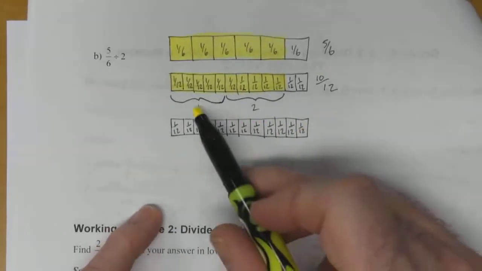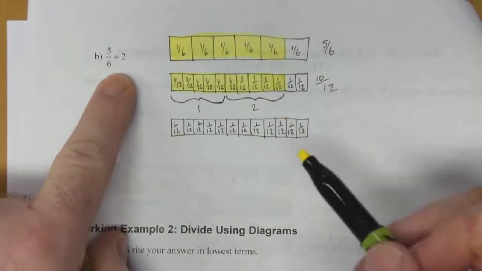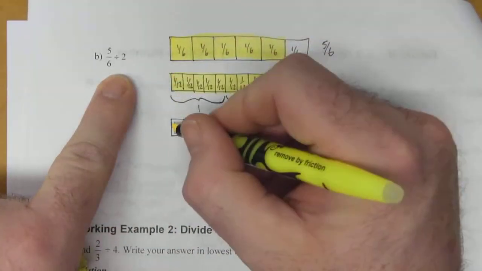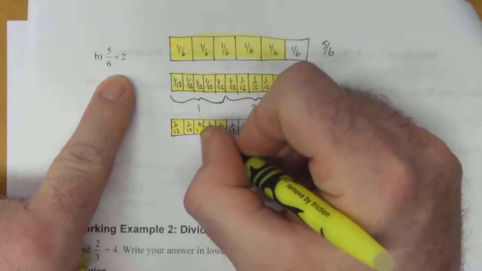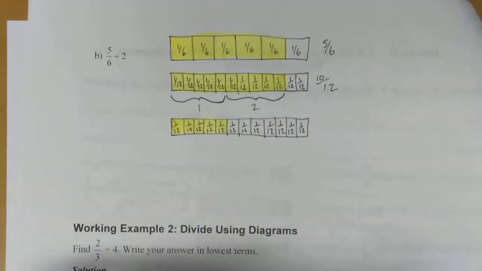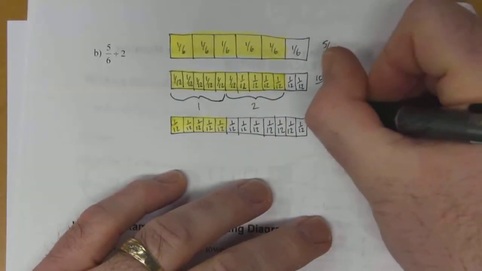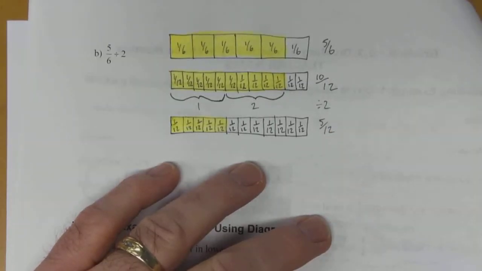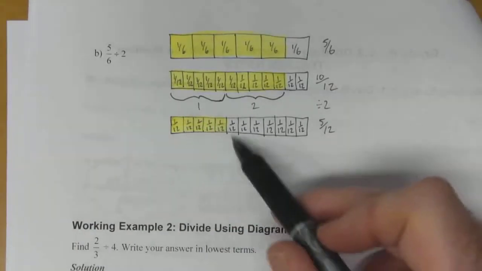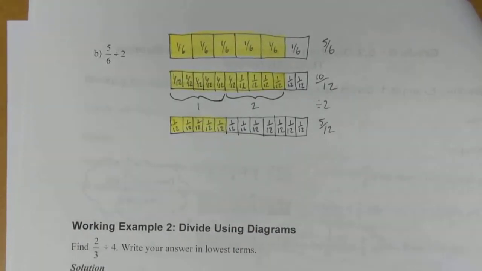So we've divided into 2 equal groups doing our division. One group takes 5 of these. So when you divide by 2, you're left with 5/12, which is our answer. In this case, it happens to be lowest terms. So that's our final step.